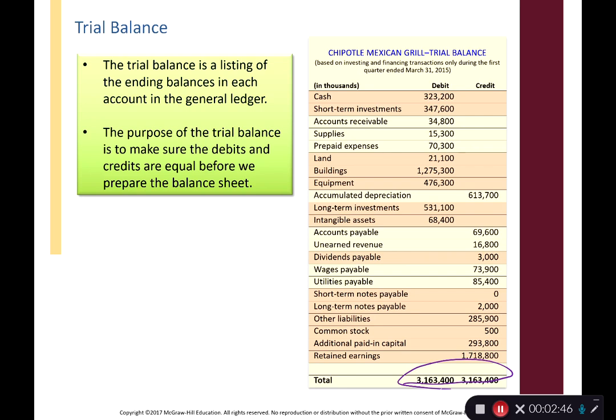If our debits don't equal our credits in our trial balance, then we know we made some type of error. Most likely we posted a journal entry incorrectly, or we did the math wrong. That's where I would screw up. And we can then go back and fix it and find the issue before we create the financial statements. Because if we move on and create the financial statements before we do a trial balance and our debits don't equal credits, your financial statements aren't going to balance, and that's going to be a real mess to deal with. So this is our opportunity to do a little practice run, make sure debits equal credits before we move on to the next step and prepare the financial statements.